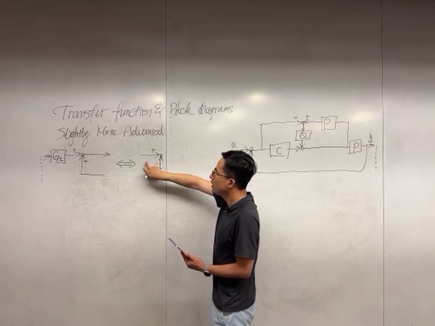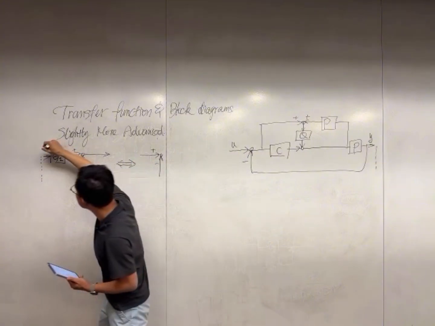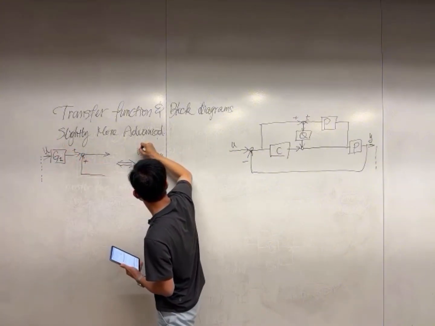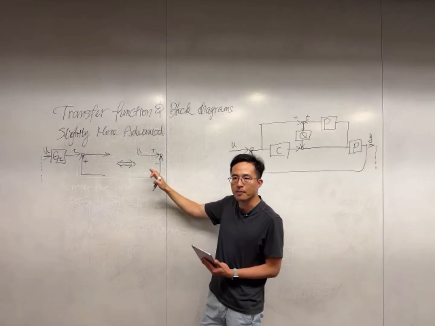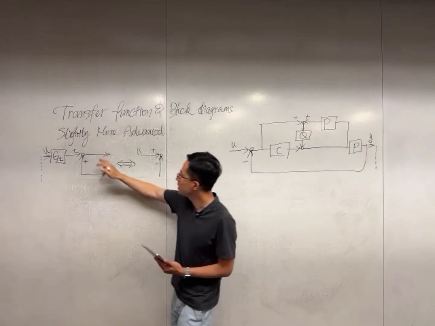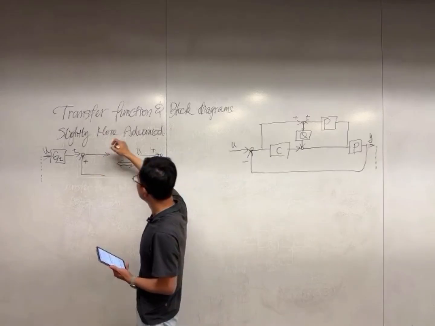So it's equivalent if, let's say, this is U and then this is U. If I want to have the summing junction in front of G1, let's see what we need to do. I'm going to put down some more signal indicators.